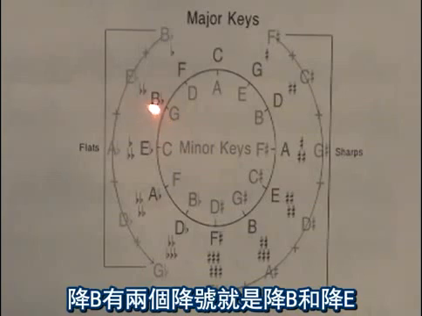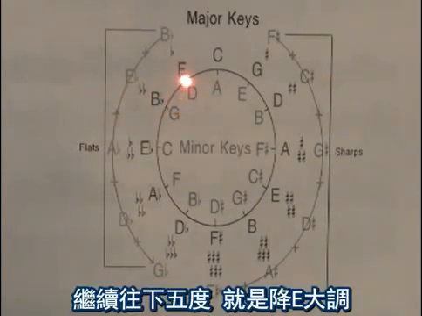With B flat major, you notice you have 2 flats. And that's your B flat and E flat. If you keep moving backward from B flat, go down another 5 steps, you go to E flat.